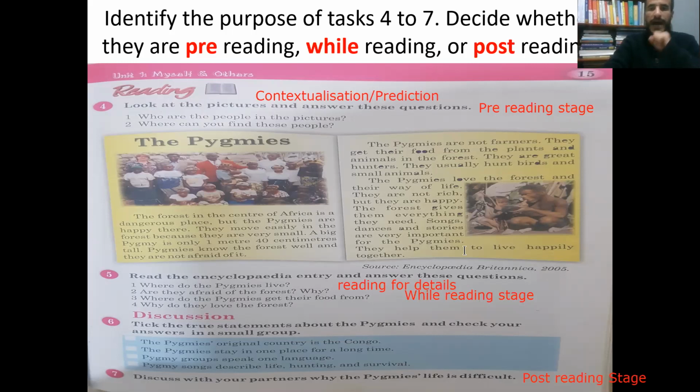Look at numbers 4, 5, 6, 7. Jamal, as a teacher, which exercise did he skip? I think the first one. The pre-reading. Good. The first one, number 4. From the very beginning, he started with number 5, read the text. Remember that you cannot start a lesson unless you prepare, unless you build interest, unless you motivate students. Then you can start the lesson. So let's move on to the next one.